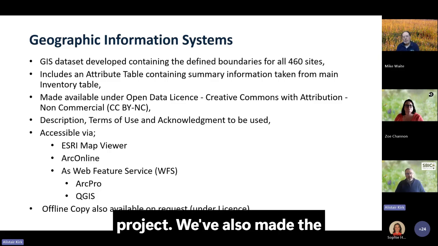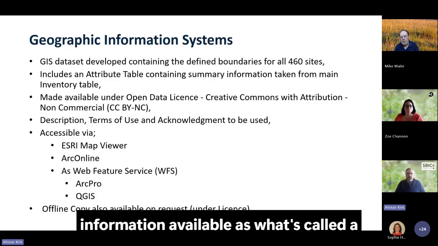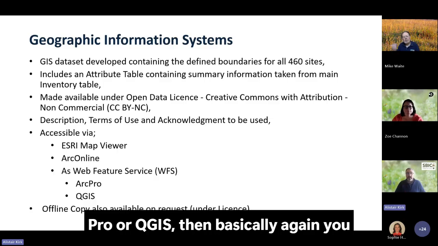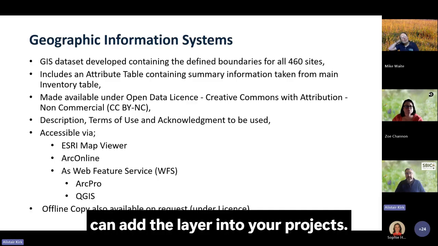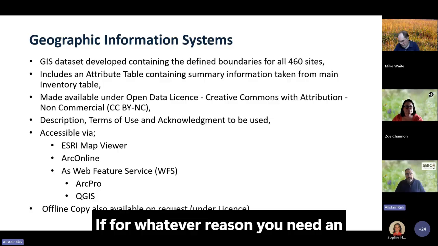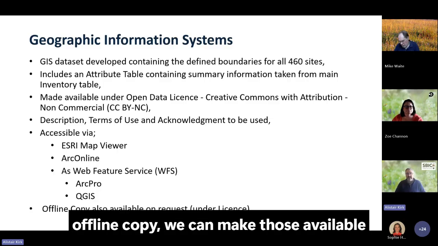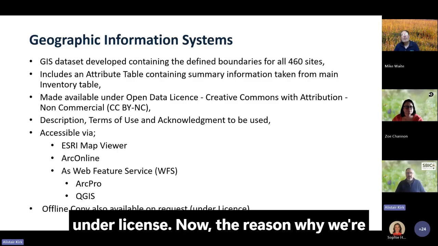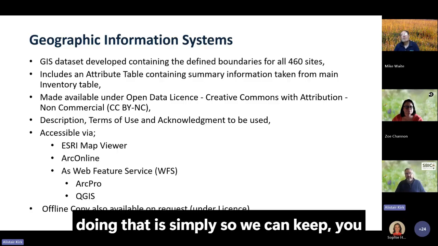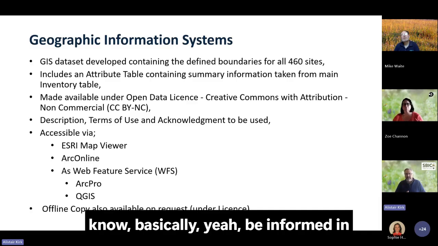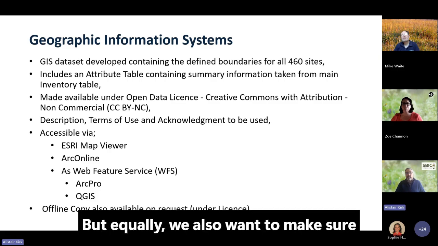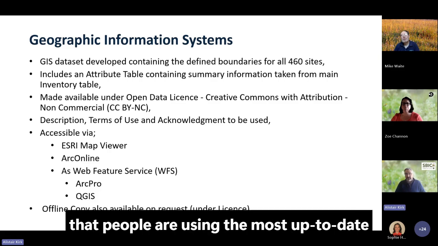We've also made the information available as what's called a web feature service. So if you use ArcGIS Pro or QGIS, then again you can add the layer into your projects. If for whatever reason you need an offline copy, we can make those available on request, but we are going to do that under license. Now, the reason why we're doing that is simply so we can be informed in terms of how people are using the layer. But equally, we also want to make sure that people are using the most up-to-date layer.